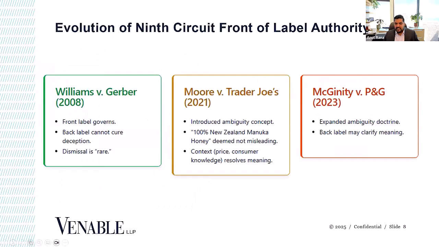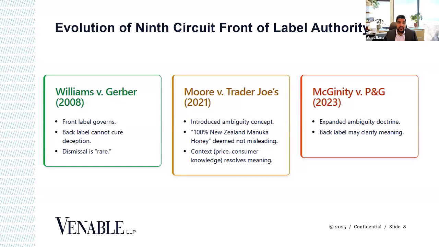So let's pause there for a second just to look at this visually, because I think the Ninth Circuit's journey on these front label claims really kind of tells a story. You start in 2008. This is the consumer protective baseline. If your front of package is misleading, you can't fix that with fine print on the back. The court basically said consumers are going to look quickly at the front label and should not be expected to look on the back. And there wasn't really much wiggle room on that standard either.